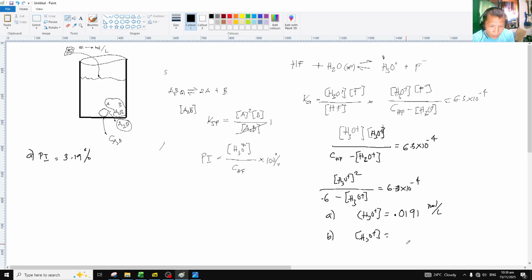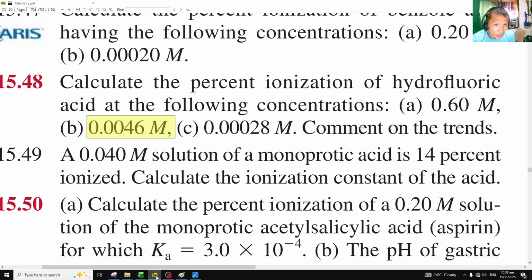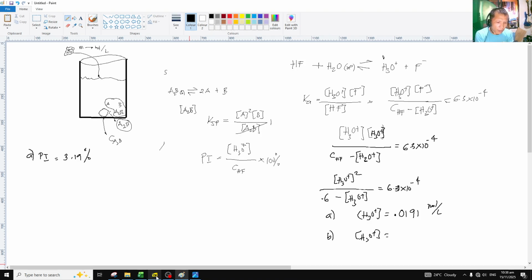So we have the second one. The result came out negative. We need the quadratic here. Let's try 0.0046, and the other one is 0.0028. Shift solve. Try another value, let's say 0.1. No, it is still negative. So I think we have to use the quadratic here.